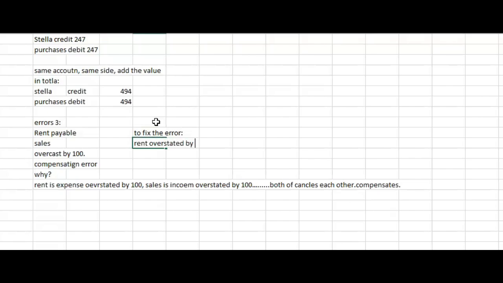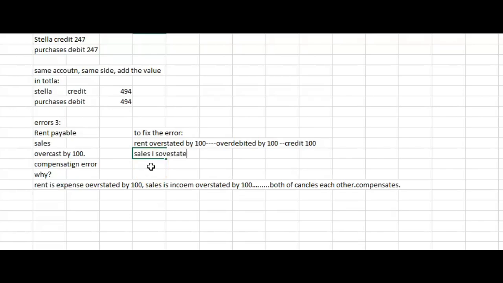First, we identify whether each account has been overstated or understated. Rent payable is overstated, which tells us that the amount recorded is higher than it should be. The question only mentions an overstatement and does not indicate a problem with the debit or credit sides, so we assume that the double entry itself is correct. Since rent payable is a debit account, an overstatement means it has been overdebited by $100. To correct an overdebit, we must credit the rent payable account with $100 to reduce it to the correct balance.